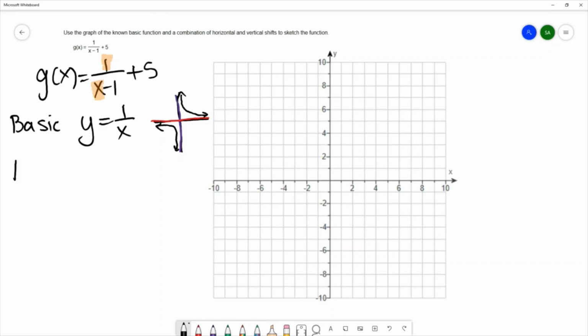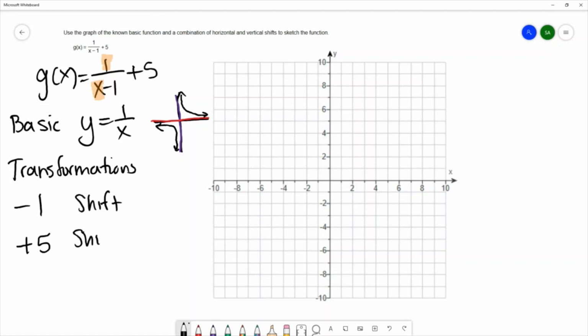We have some transformations. And the transformation that we have is a minus 1 and a plus 5. These transformations are both shifts because they're adding and subtracting. The minus 1 is a horizontal shift because it's inside the fraction. The plus 5 is a vertical shift because it's outside of the fraction. Horizontal is left and right. The minus is right. We're going to move to the right one. And the plus 5 being a vertical shift is either up or down, and because it's plus, it's up 5.